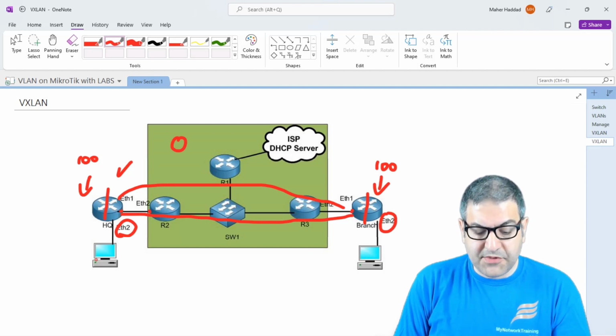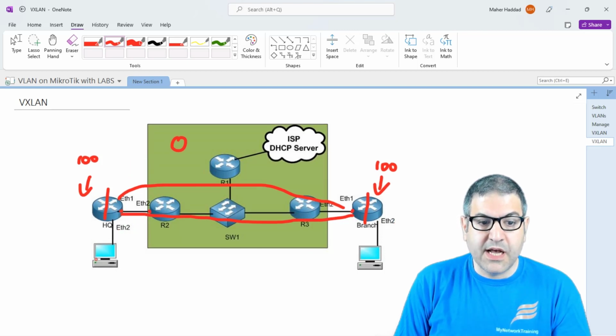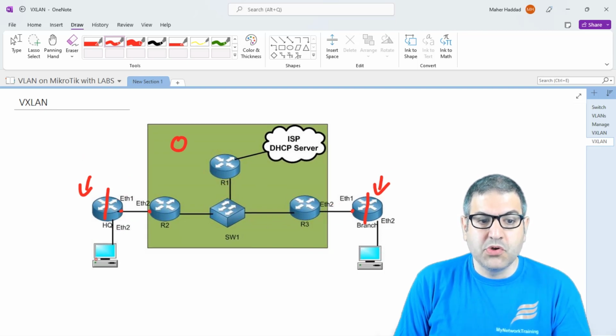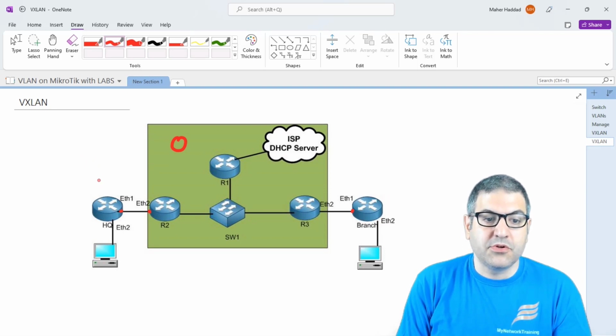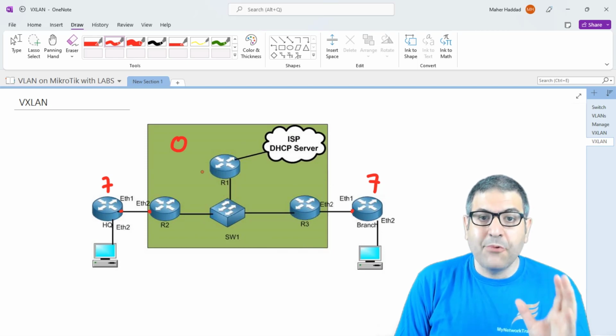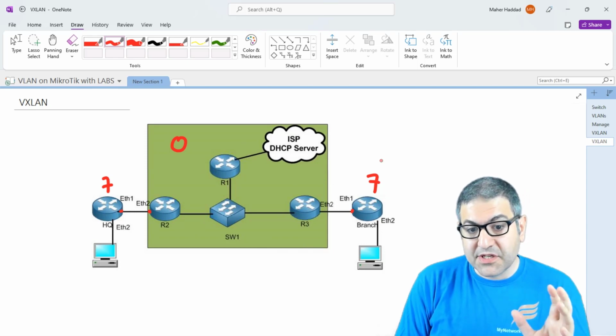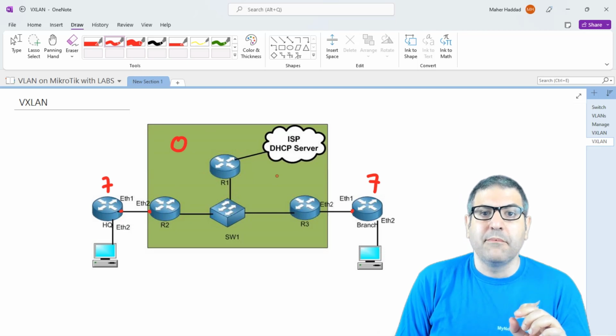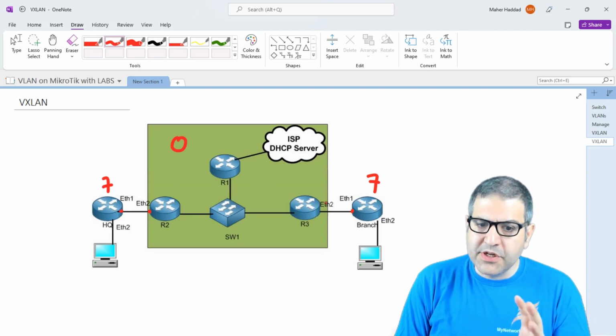Now, something to remember is that the headquarter router and the branch office router should run RouterOS version 7. So here you should have version 7 running, and over here you should have version 7 running. I have made the core network that I have here on version 6. I just wanted to show you that even if you run RouterOS version 6 over here, that's not a problem. All you need here is to have routing.